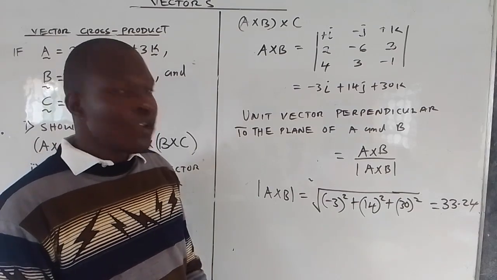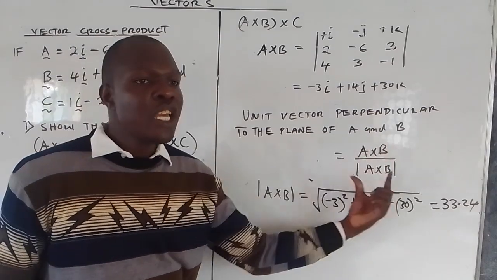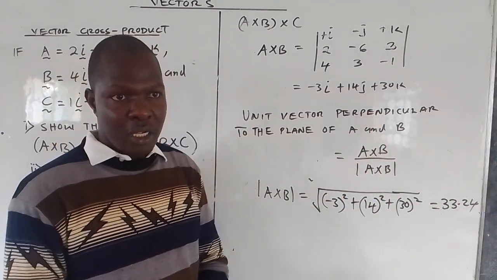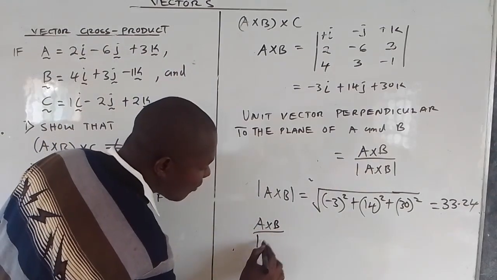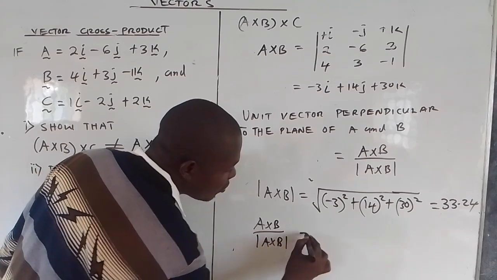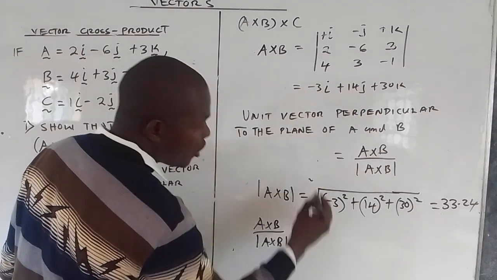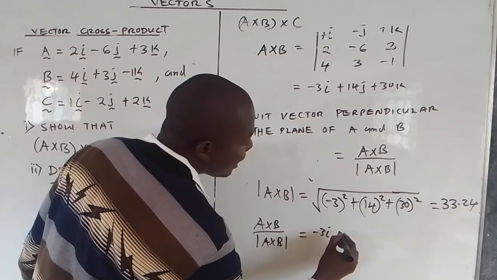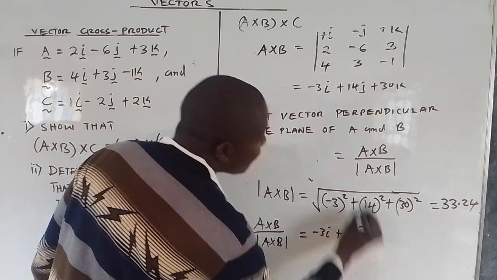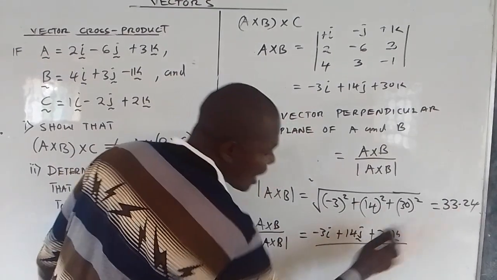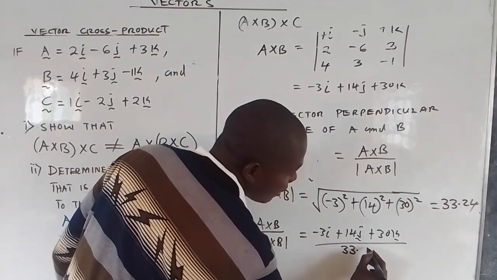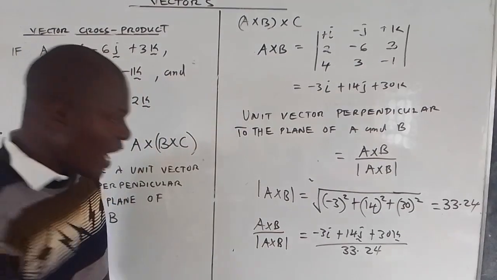Yes, so if you let A cross B be D, it is just vector D over the magnitude of vector D, isn't it? So what do you get? You now have A cross B over the magnitude of A cross B, which is, A cross B you found was negative 3i plus 14j plus 30k. Then over the magnitude you found, which is 33.24. So if you like, you can simplify.